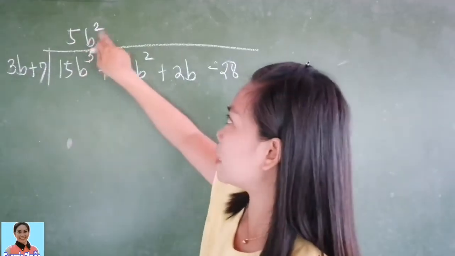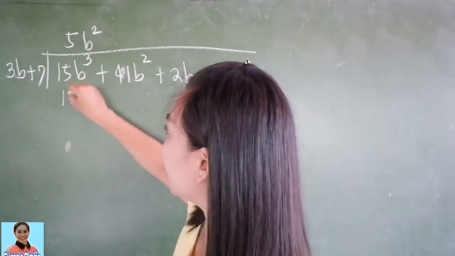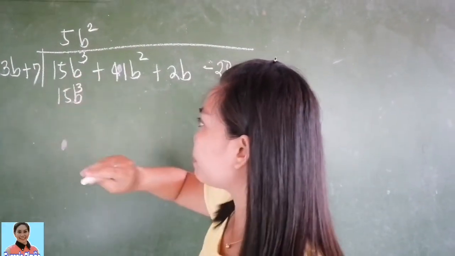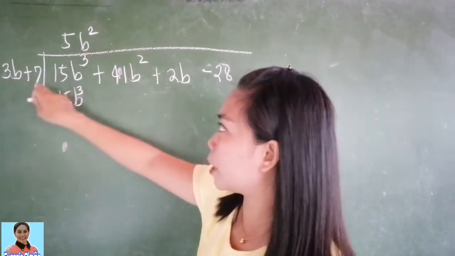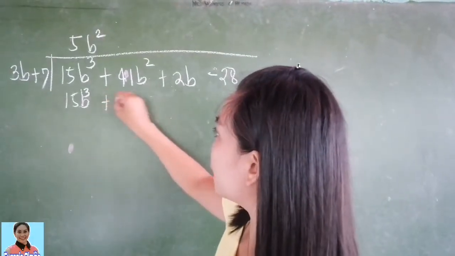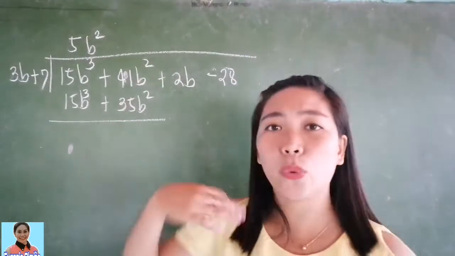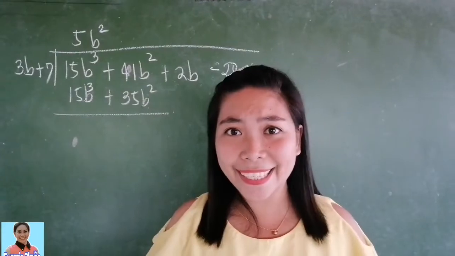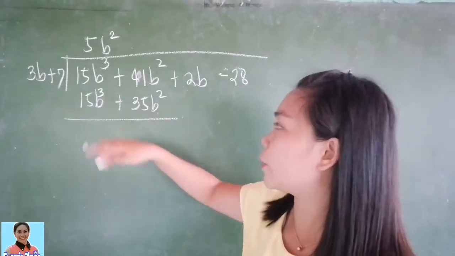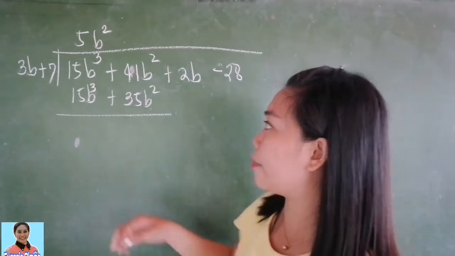So, 5b squared multiplied by 3b, you have 15b cubed. 5b squared multiplied by 7, you have positive 35b squared. So, kailangan po talaga, always remember, you have to align the exponent po. You have to align the terms according to its exponent para po hindi tayo magkamali.